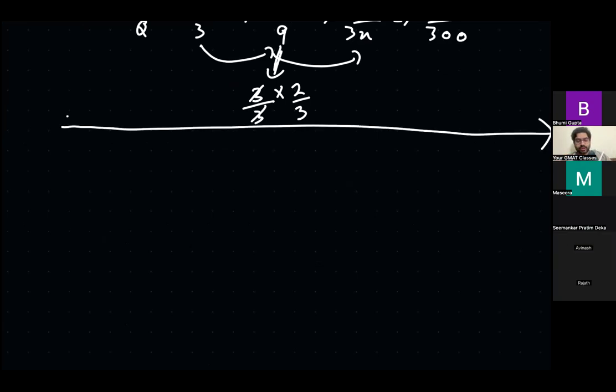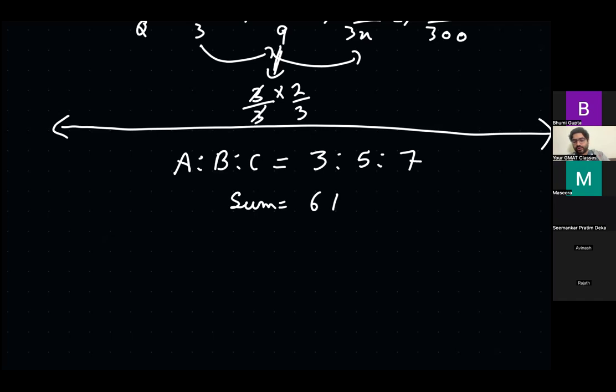Let's say I have a ratio of A is to B is to C equals 3 is to 5 is to 7. And I know the sum value, let's say there are 645 chocolates, and they are distributed among A, B, C in the ratio of 3 is to 5 is to 7. So how much chocolate will A get, how much will B get, and how much will C get can be solved broadly by two ways.